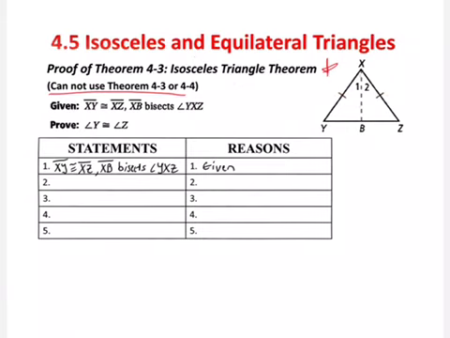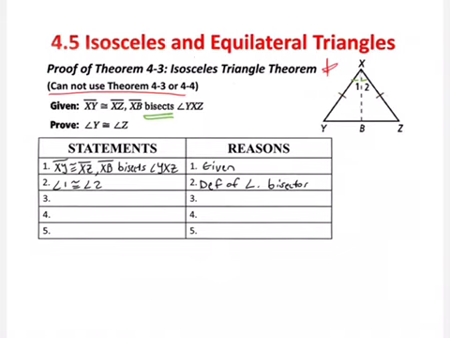Since we know that XB bisects angle YXZ, we're going to use that keyword bisects and see what really happens. Well, if XB is bisecting angle YXZ, we know that angles 1 and 2 should be congruent because that's what the angle bisector does. So in our second step, we'll talk about angle 1 being congruent to angle 2 by definition of angle bisector.